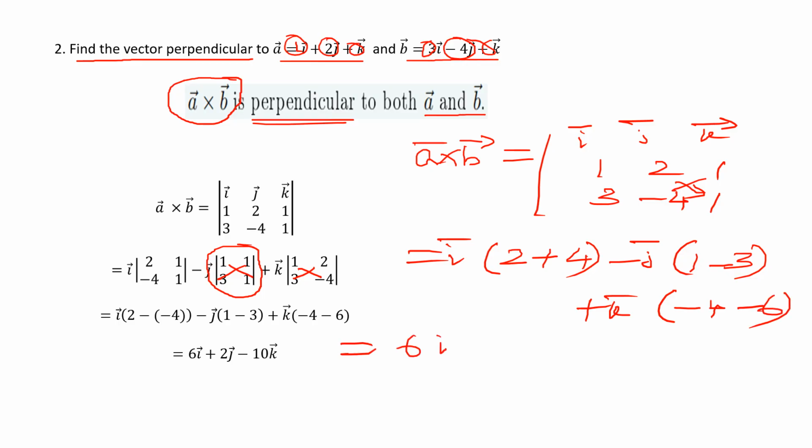If you simplify, this will give you minus 6 i vector. Here 1 minus 3 will give you minus 2. I have already minus here, so minus minus gives plus 2 times j, minus 10 k vector.